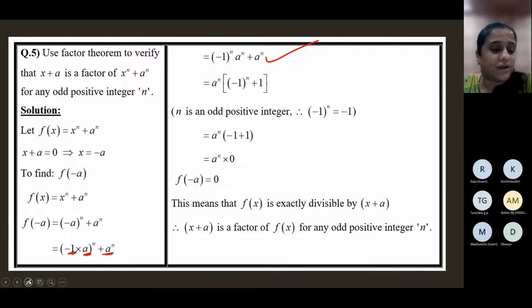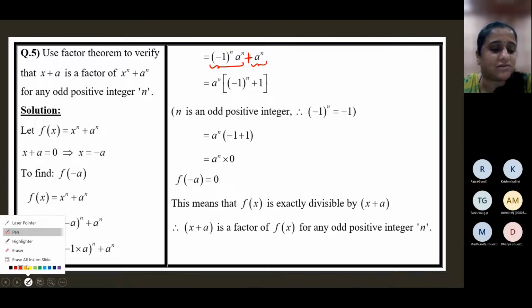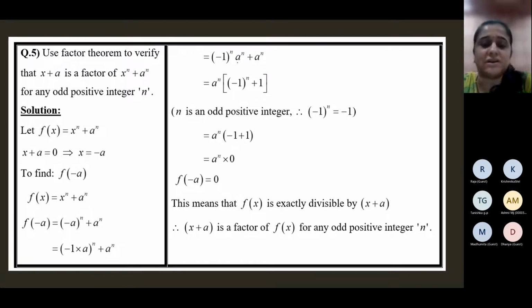Now you can take out a to the power n common. A power n is common. See here, the separator is the plus sign. So these are the two expressions on either side of the plus sign. Plus and minus signs are the separators in an expression. So before the plus sign we have this expression, and after that we have this one. In these two expressions, a to the power n is common. So take out a to the power n common. Now a to the power n into this one will give you the first term. We have this one common here. So you must write this in the bracket.